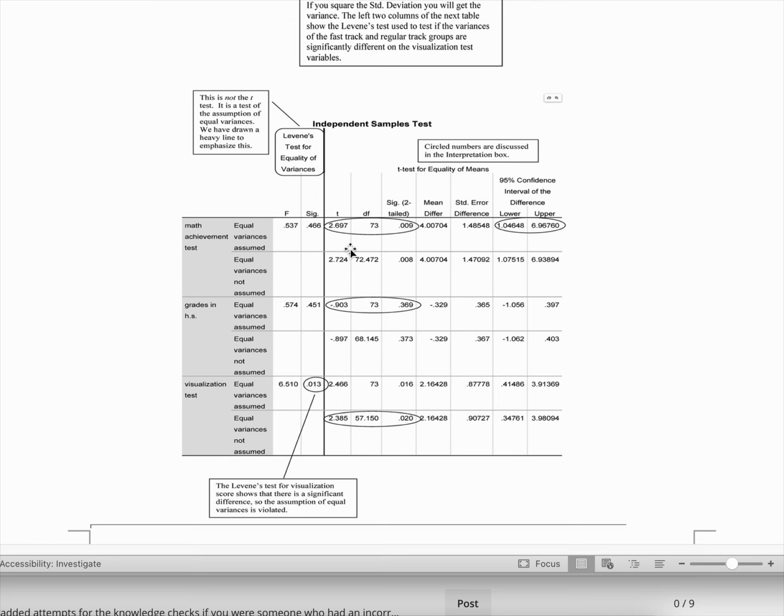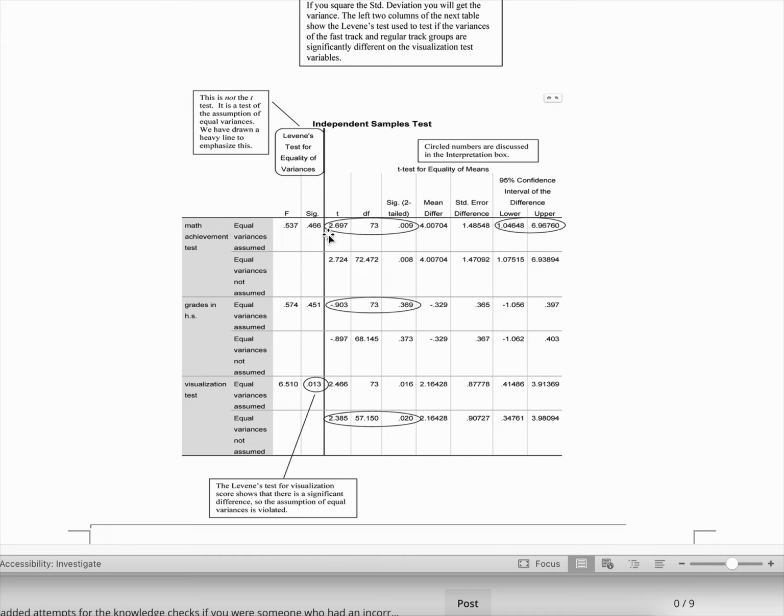That's something you can't find out until you have all of your data prepared and you're ready to enter it in. Then if I'm looking at the t-test, I am looking here at the sigma 2 tail to tell me if it's a significant difference. So 0.009 is less than 0.05. So there is a significant difference in math achievement for those with a fast track versus regular track.